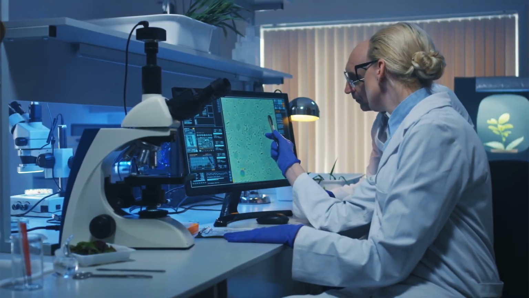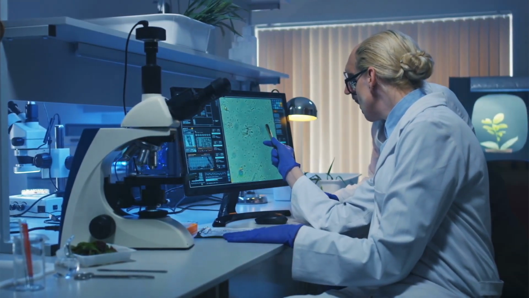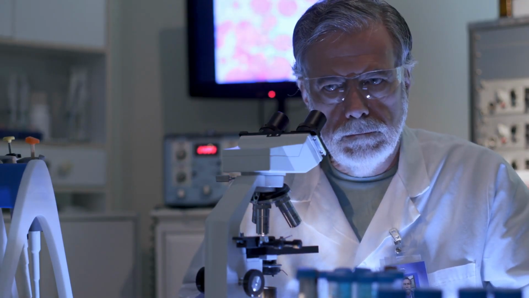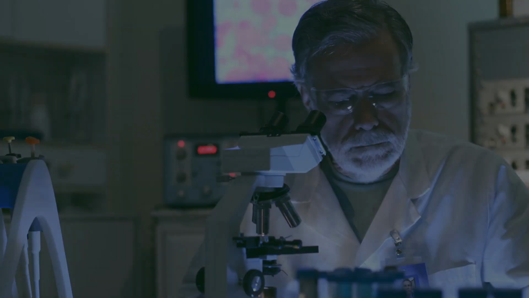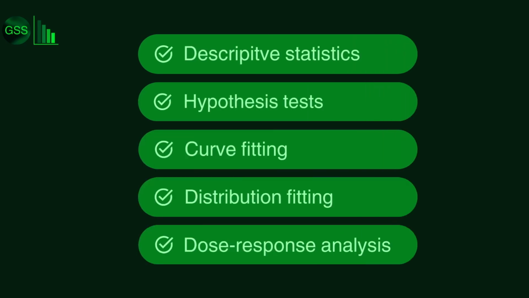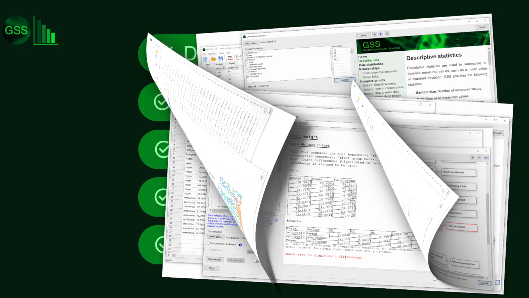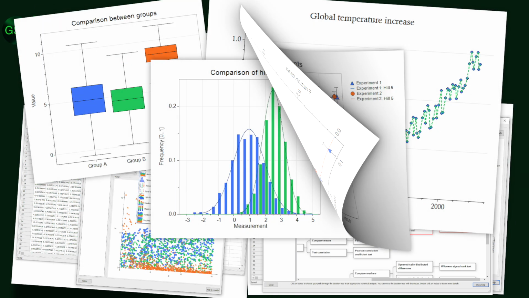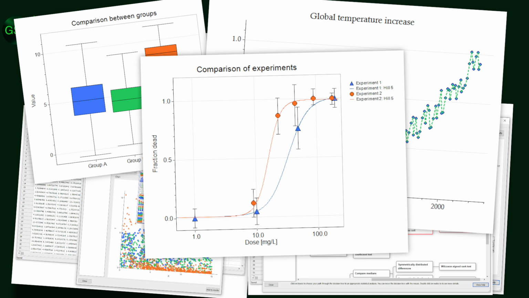Nonetheless, GSS includes a comprehensive set of tests and options which will satisfy also professionals. So in general, GSS covers the typical functions that most statistics software offers, such as descriptive statistics, statistical testing, charts, and some other functions such as curve fitting, distribution fitting, or power analysis. But we also have a very powerful module for dose response analysis, which may be interesting for pharmaceutical scientists or toxicologists.